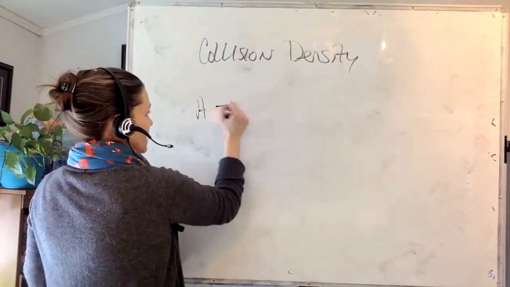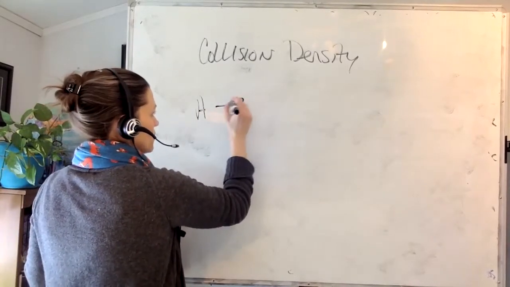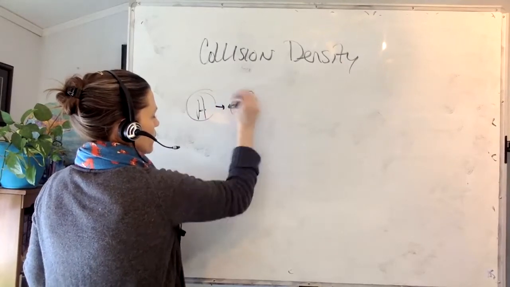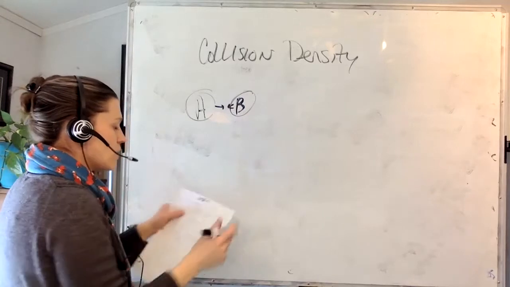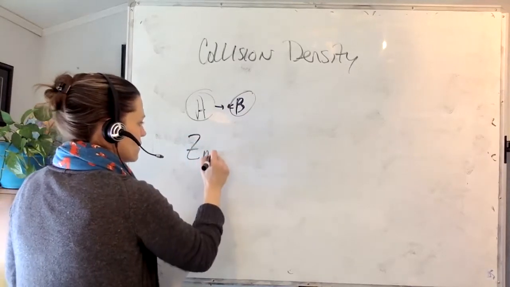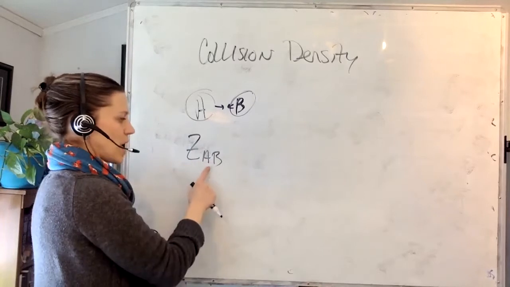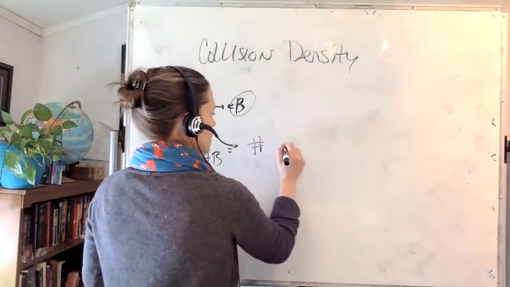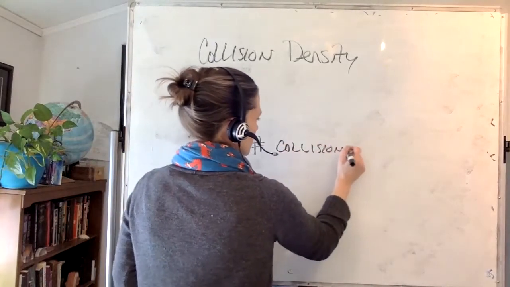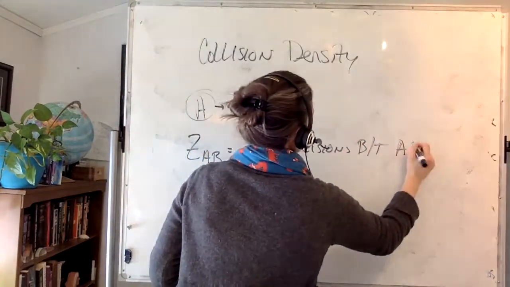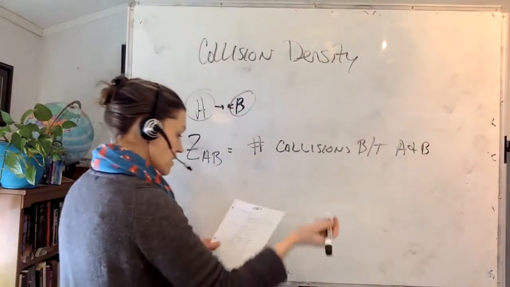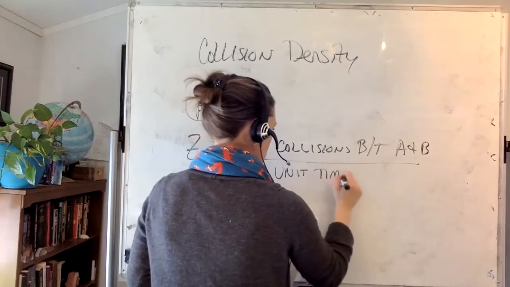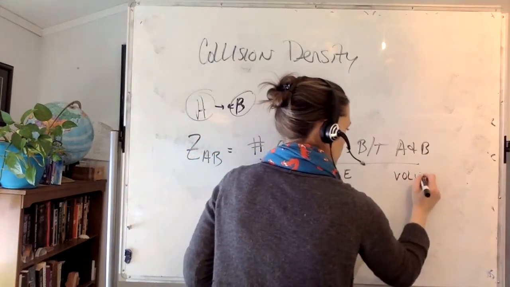Okay, so A is going to smash into B. So they're going to smash into each other. Actually, I should draw arrows this way. Okay, so they're going to smash into each other. The collision density, which is represented as Z sub AB, if A and B are going to smash into each other, is equal to the number of collisions between A and B divided by the unit time and a volume.